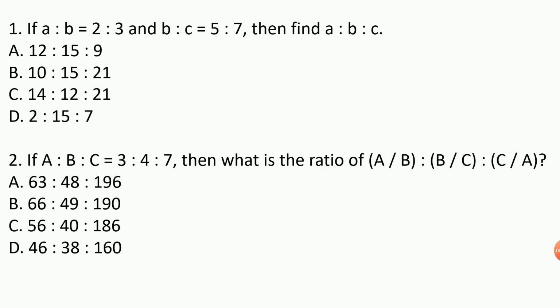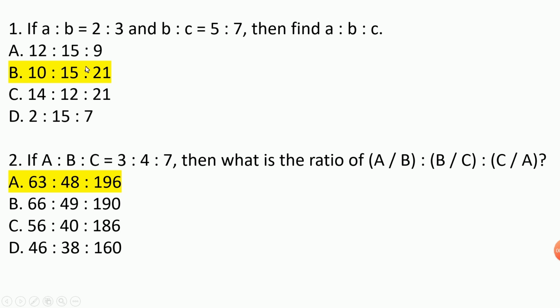Okay, so I'm going to show the answer. 1 is B, 2 is A. So here B is common in both these terms, so we have to make B a common thing. That means we have to multiply these two, so 2 is to 3, we have to multiply by 5. So 5 twos are 10, 5 threes are 15. So 15 would be the common term.